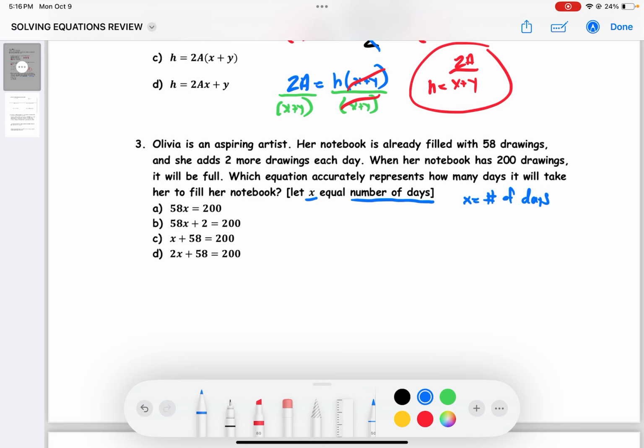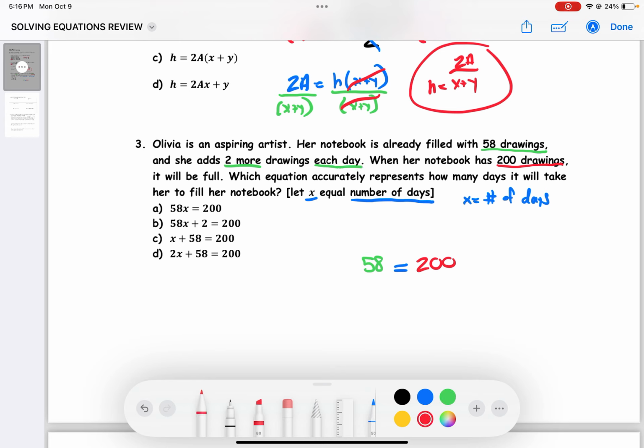Now, in order to do this, we're going to have to build an equation. And in this equation, I'm going to have two expressions representing how many pages are in this notebook, right? So on one hand, on the right-hand side, I know that there's 200 drawings in the notebook, right? The whole notebook can fill up to 200 drawings. And on the left-hand side, I can write down what's actually happening, right? We have 58 drawings already, and we're adding 2 more drawings each day.